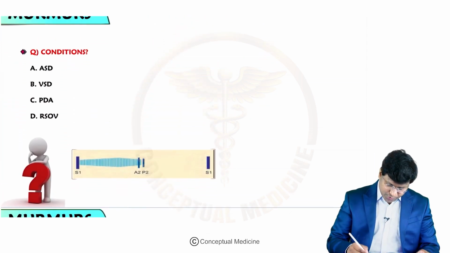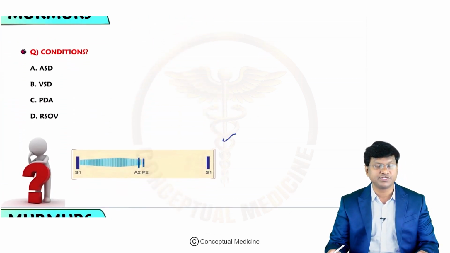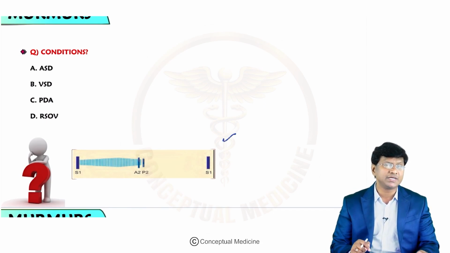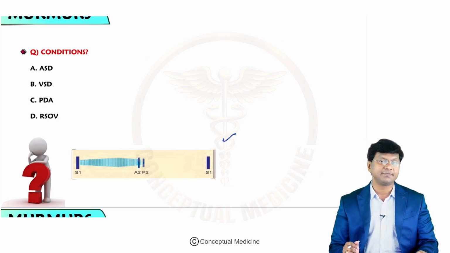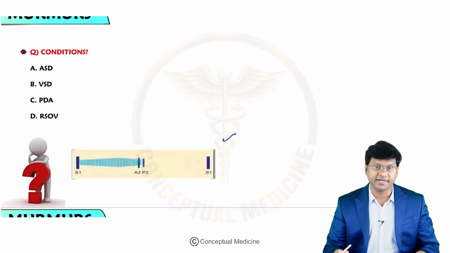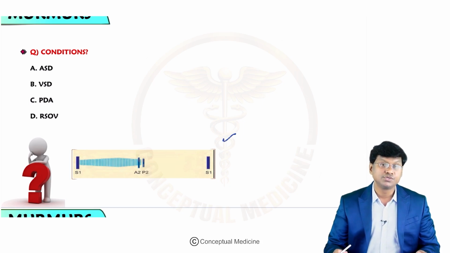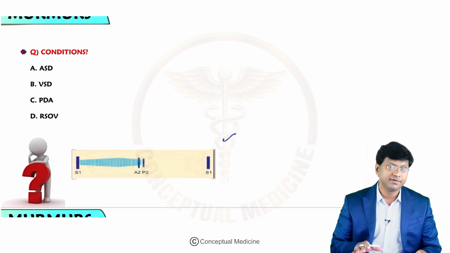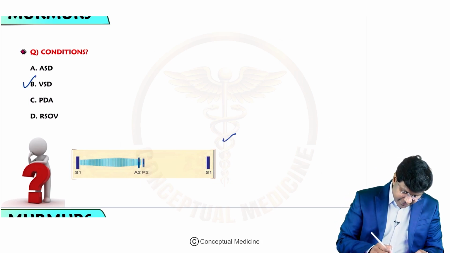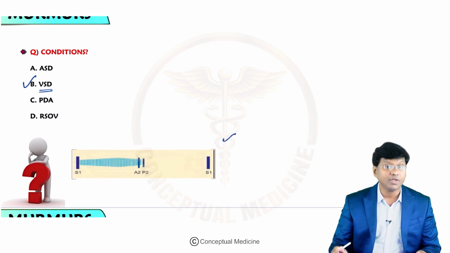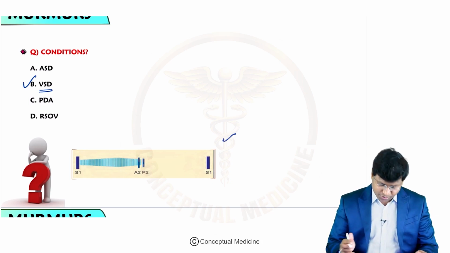Okay, so you see this image, this is an image based question. Please tell me what are the conditions where you have this particular murmur? Atrial septal defect, ventricular septal defect, patent ductus arteriosus, ruptured sinus of Valsalva. So the condition where you will have this particular type of murmur will be in patients with ventricular septal defect.